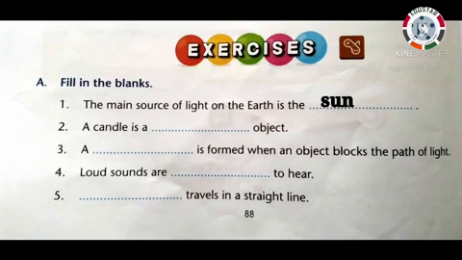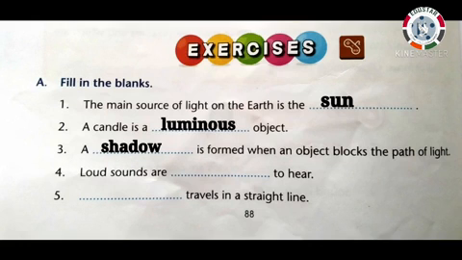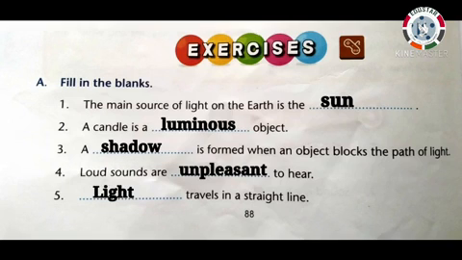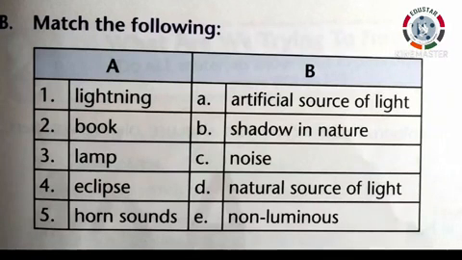2. A candle is a dash object. The answer is luminous. 3. A dash is formed when an object blocks the path of light. The answer is shadow. 4. Loud sounds are dash to hear. The answer is unpleasant. 5. Dash travels in a straight line. The answer is light.